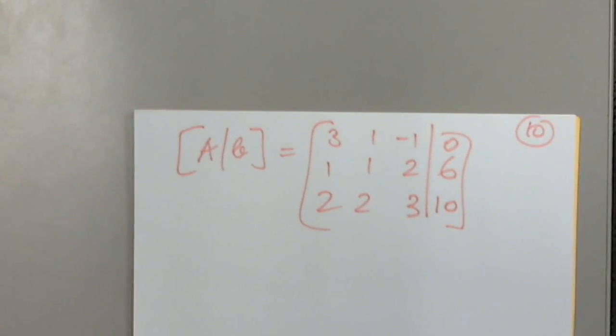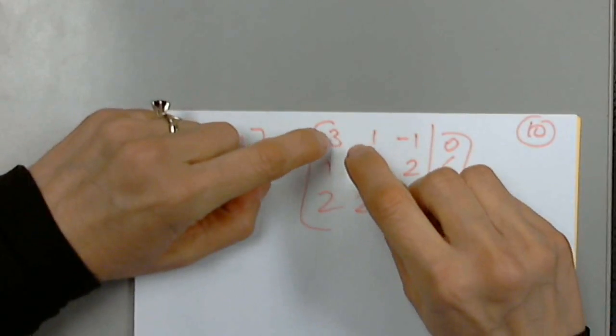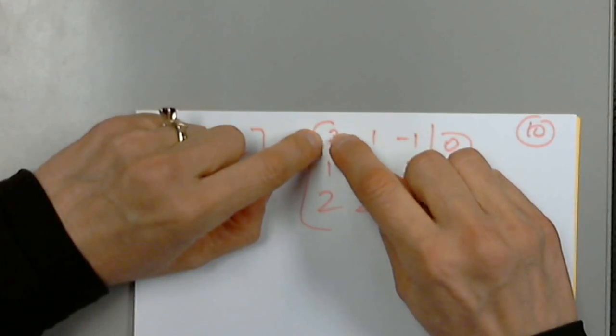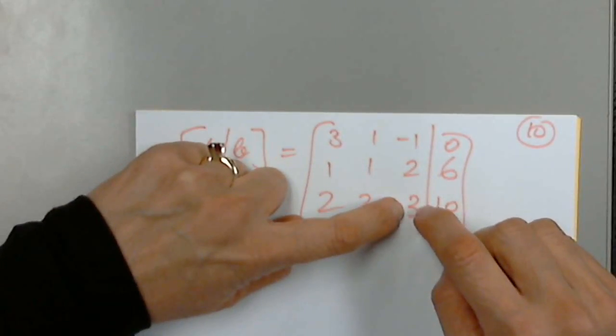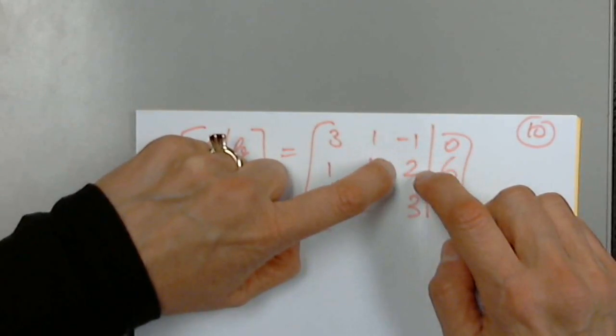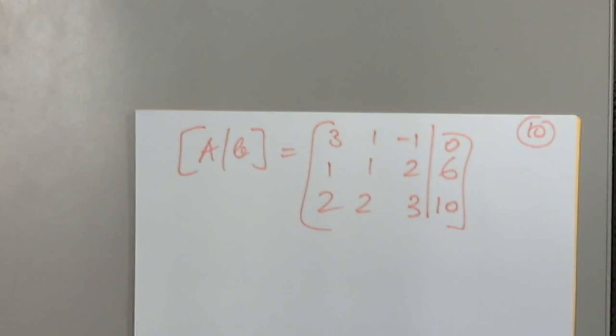Perfect. So now the method is requiring us to have a 1 in here and the corresponding zeros, then a 1 in here and the corresponding zeros, and finally a 1 in here and the corresponding zeros. We are only allowed three operations. One operation is swapping rows if I need to. The second operation is to divide or multiply both sides of a row by a number. And the third operation is to multiply a row by something and add it to another row.